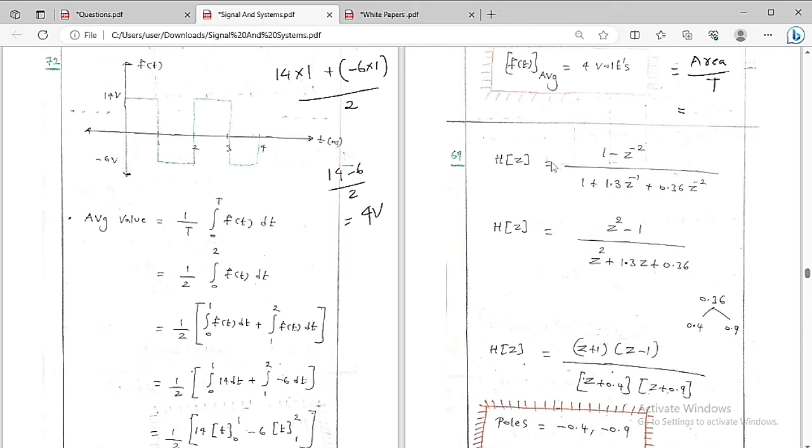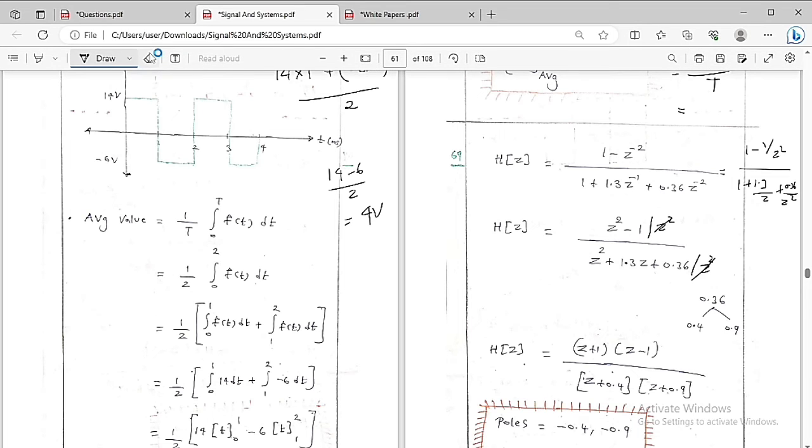Suppose you simplify like this: 1 minus 1 by z square, by 1 plus 1.3 by z plus 0.36 by z square. In the numerator the LCM is z square and in the denominator the LCM is z square. Then you get z square minus 1 by z square, and similarly here, z square plus 1.3 z plus 0.36 by z square. So z square cancels, and finally we get z square minus 1 by z square plus 1.3 z plus 0.36.